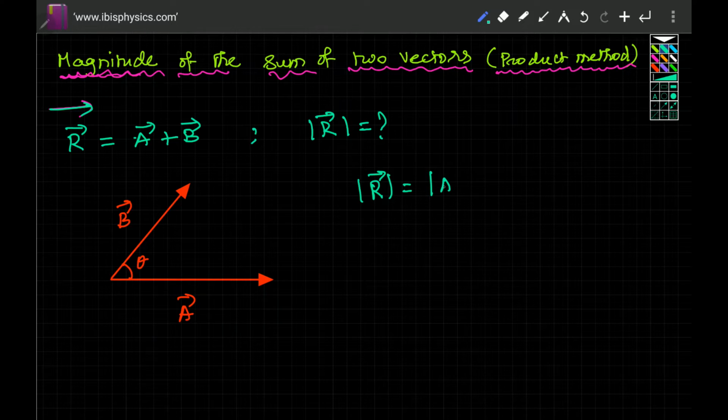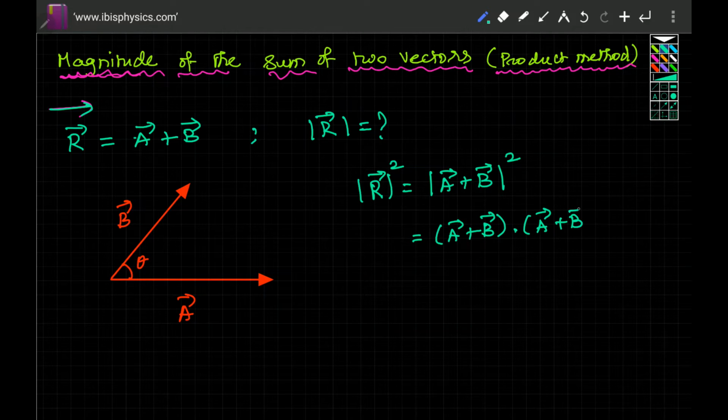So the magnitude of r vector is the magnitude of a vector plus b vector, and the square of the magnitude is the square of a plus b. When you square a vector, it is always a dot product, so it is a vector plus b vector dot a vector plus b vector. When you multiply this, you have to multiply these two and then these two, because a and b can have x, y, z components, so you have to multiply each of them.